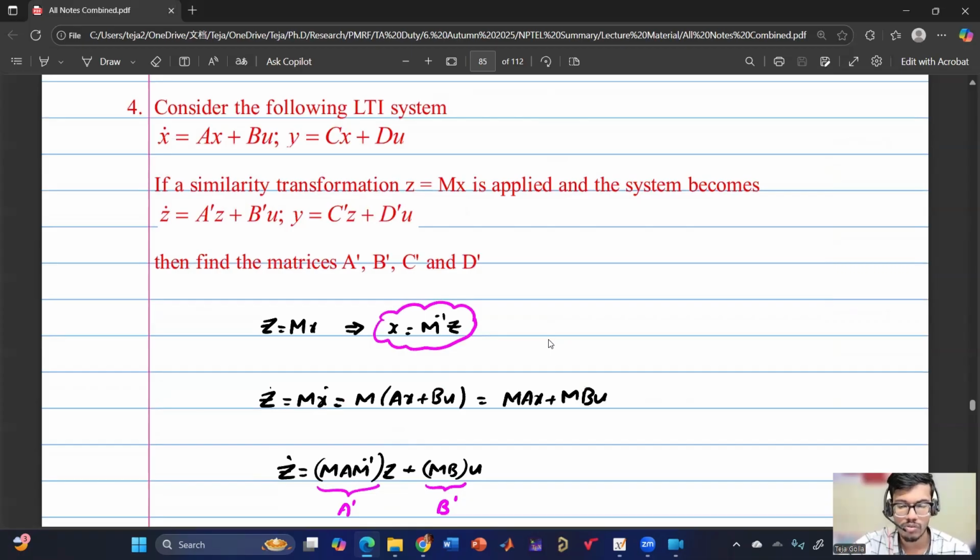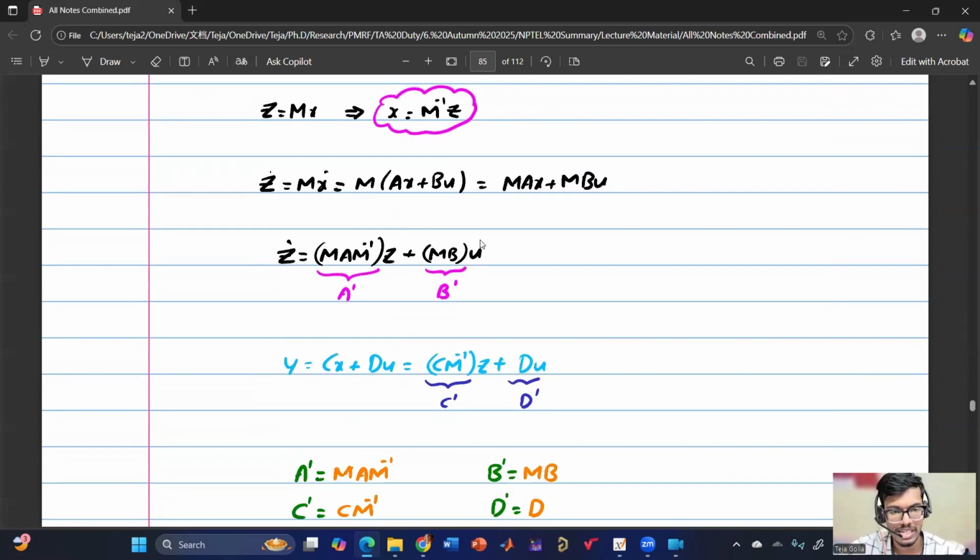And then we have solved one final problem based on the transformation matrix. If I give you the original system and apply a similarity transformation, how to calculate A dash, B dash, C dash, and D dash. So this is also simple.